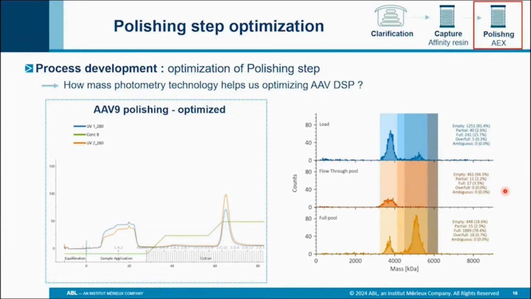Then in the flow through, actually, yes, we got rid of some empty particles, which is good. And in the pool fraction of the full, so we actually pooled all the fraction here, all the peak, we ended up with 78.4% of full, which is quite nice because it's 5 times enrichment for the polishing step.